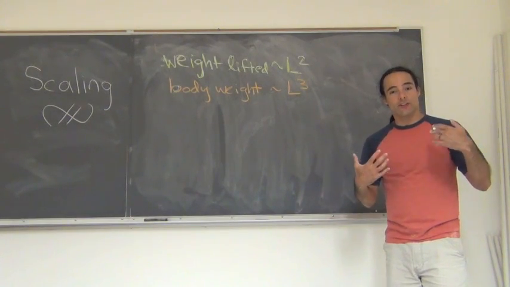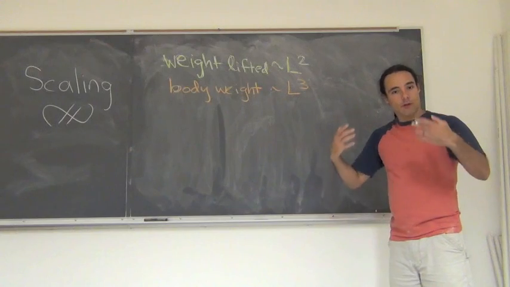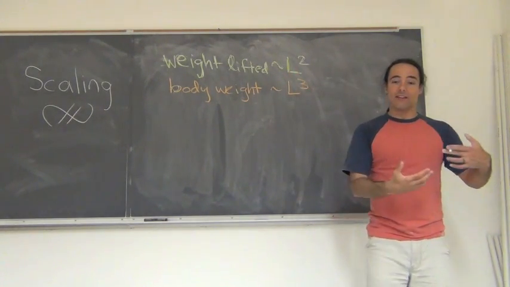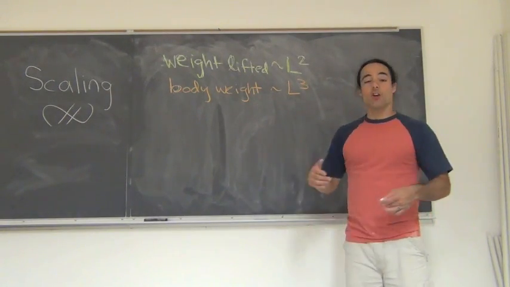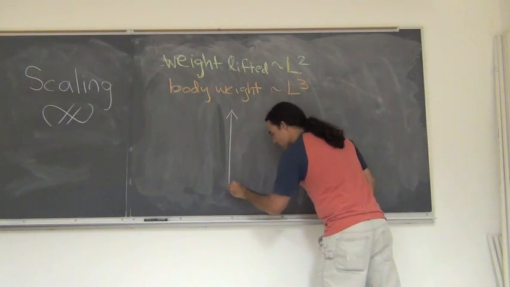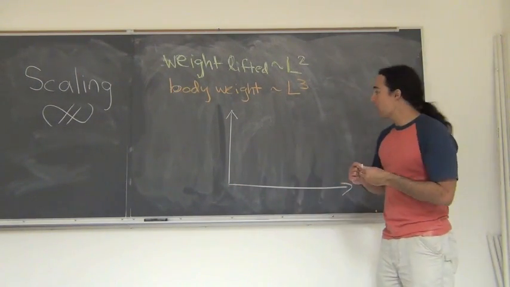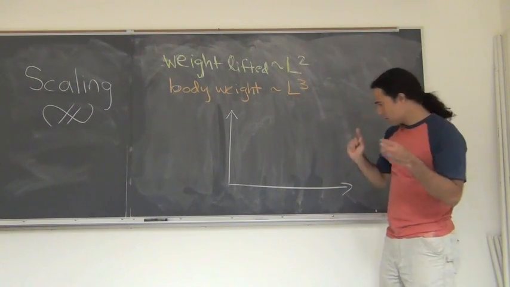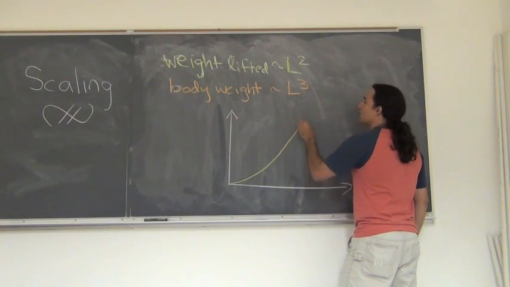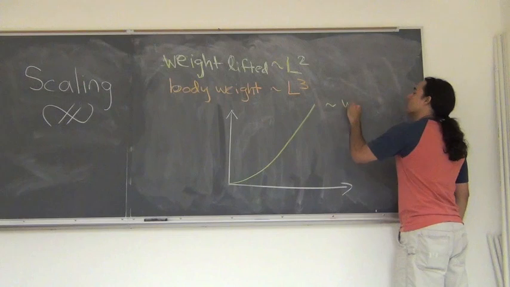So how can I visualize these relationships with a graph? Well, let's say I'm making a plot of L squared and a plot of L cubed. Remember that L squared tells me how much weight the ant can lift. L cubed tells me the body weight of the ant. Well, if you plug this into your calculator, you should see something like this. Right? I'll plot L squared in green. I'll plot the body weight of the ant in orange. Here we go. Here's L squared. This is proportional to the weight that the ant can lift.